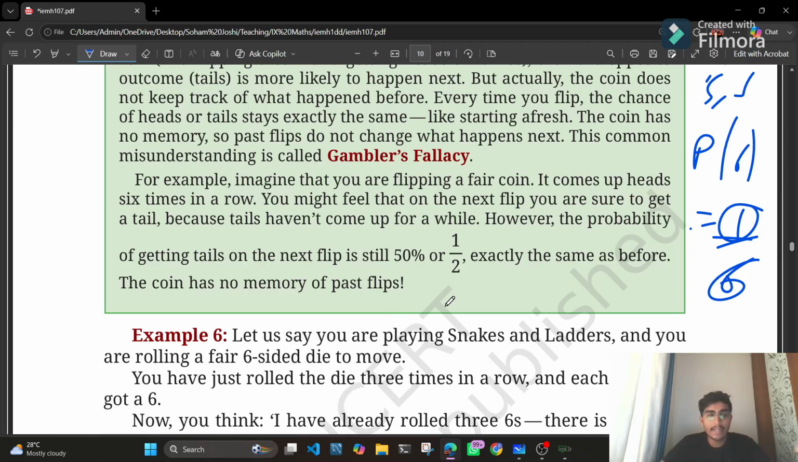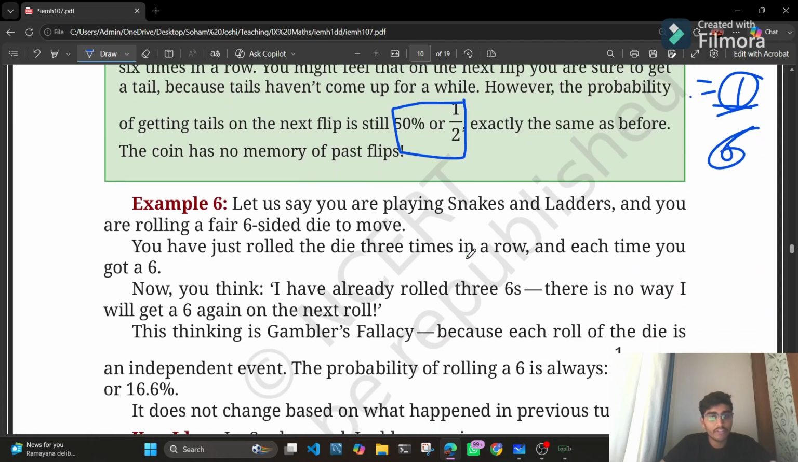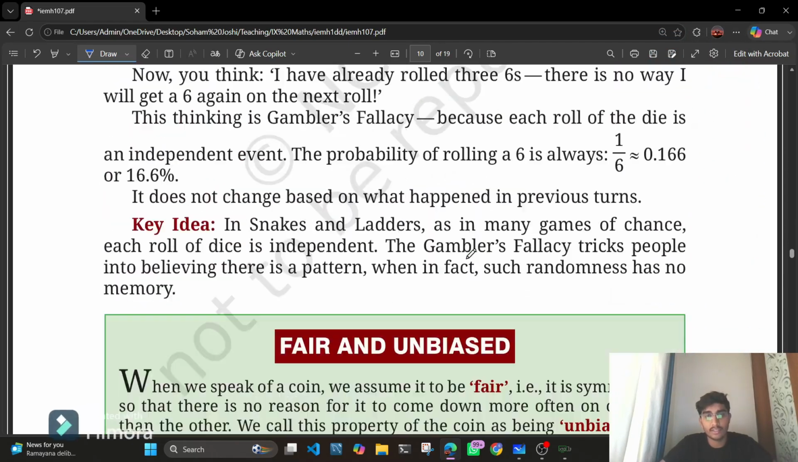Okay. Similarly, if you flip a coin and get heads six times in a row, you might feel that in the next flip you will get tails because tails haven't come up for a while. However, the probability of getting tails again would be 1 by 2 or 50% only. I hope that you have understood the gambler's fallacy.